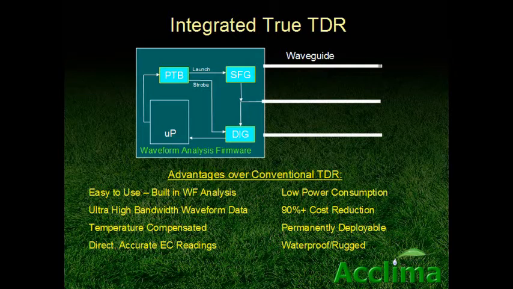With no coupling cable, the waveform bandwidth is unconstrained. The device is temperature compensated. It provides accurate EC readings directly from its waveguide electrodes. It is waterproof and rugged and designed for long-term use in the soil. And it's a small fraction of the cost of a conventional TDR system.